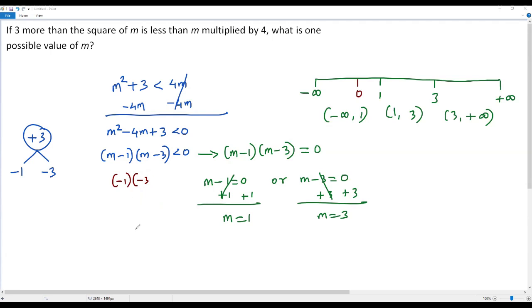So the random value I took in the first interval, negative infinity comma 1, does not satisfy this inequality. So we cannot have a solution. That means we cannot have a value for m in the first interval.